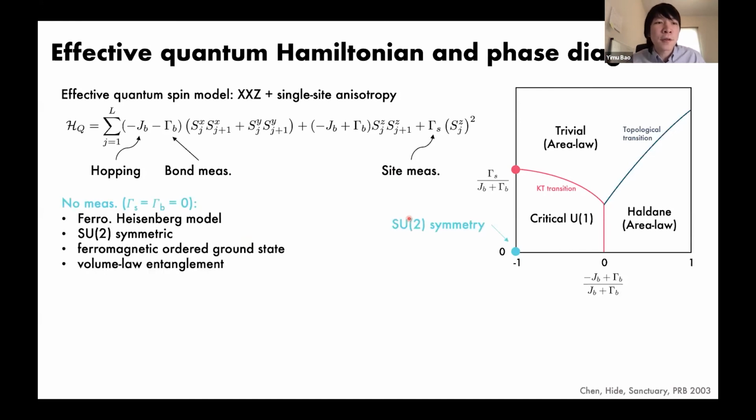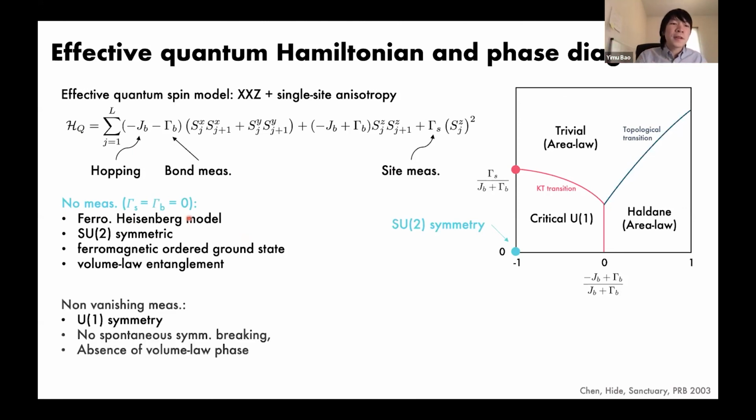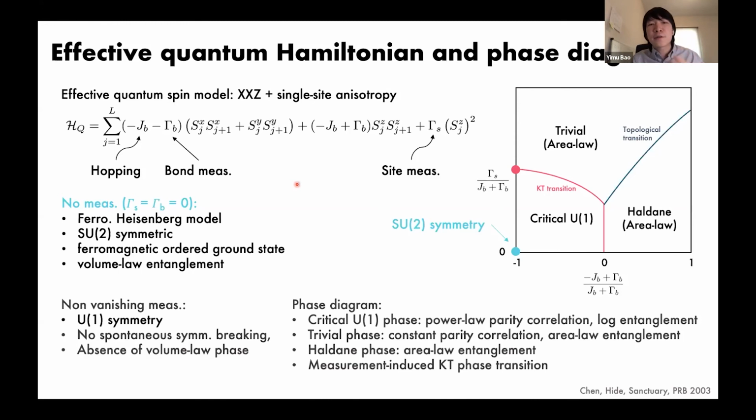Let's first consider the situation when there's no measurement. Then this model reduces to a ferromagnetic Heisenberg model, and it's SU2 symmetric, and we will get a ferromagnetic ordered ground state, and this actually implies the volume law entanglement when there's no measurement. When there is a non-vanishing measurement, we can see this model still has a U1 symmetry, and it is not possible to spontaneously break this U1 symmetry in 1D. So because there's no spontaneous symmetry breaking, there's an absence of volume law phase when there's measurement.